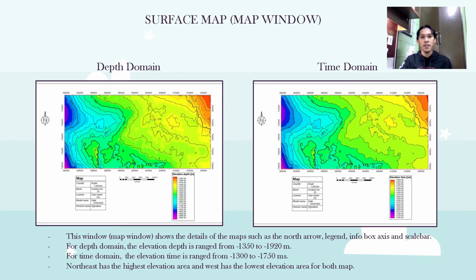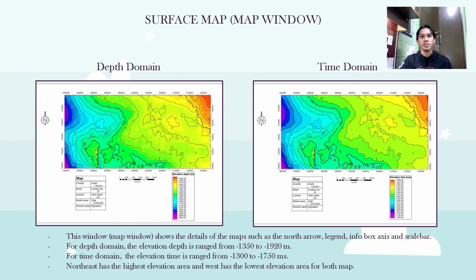Next, we can see the surface map or map window. This map window shows the surface map in the format of map window. This window also shows the detail of the map, such as the north arrow, the legend, the info box, and also the scale bar. For the depth domain, the elevation depth ranges from negative 1350 until negative 1920 meters.